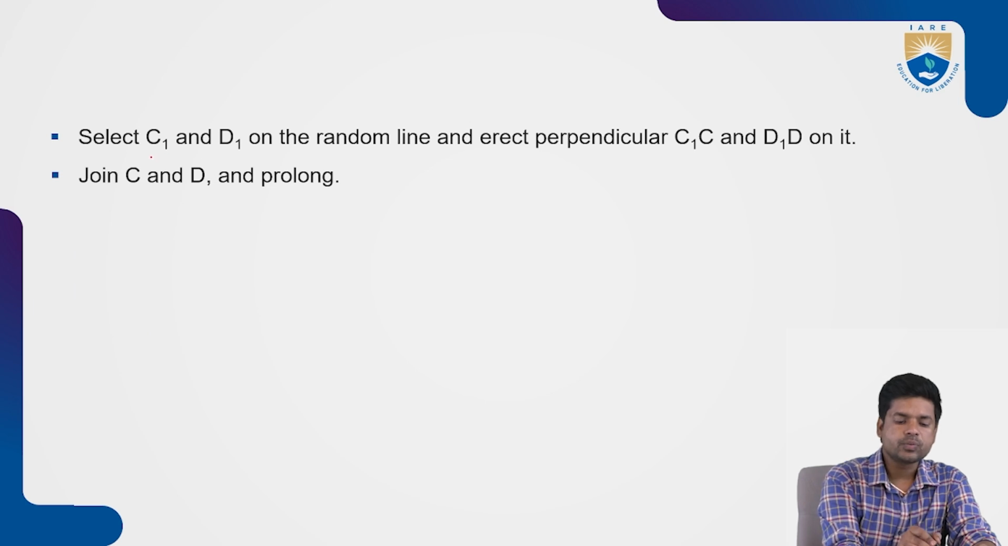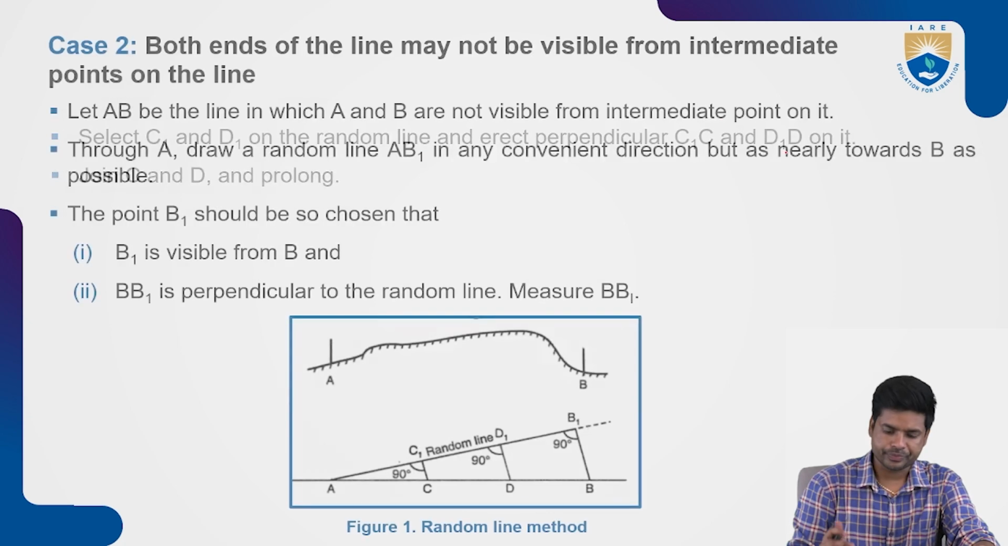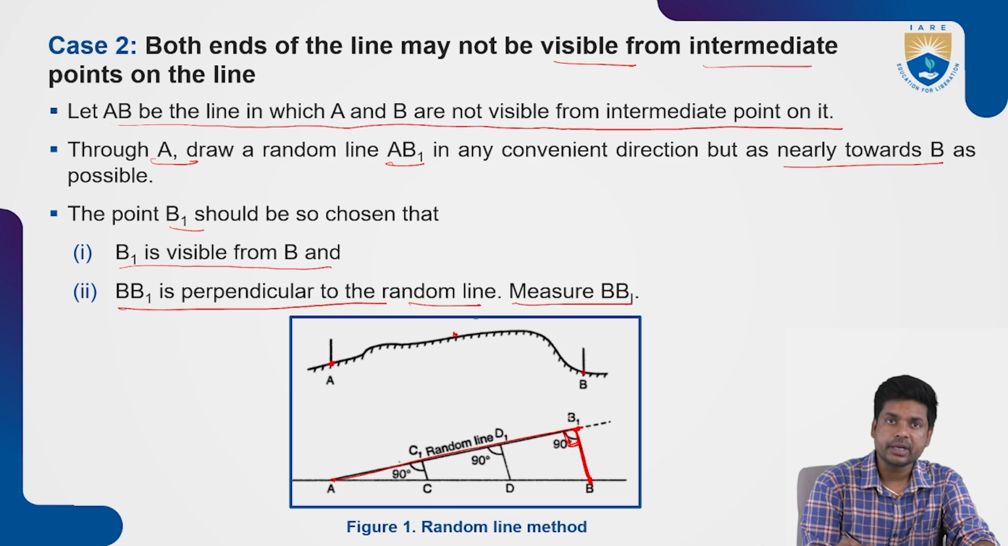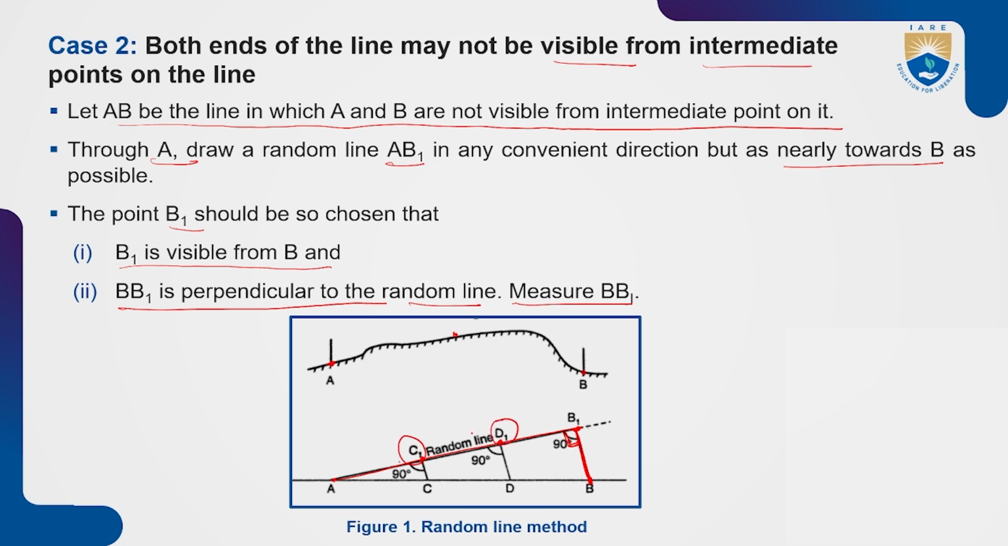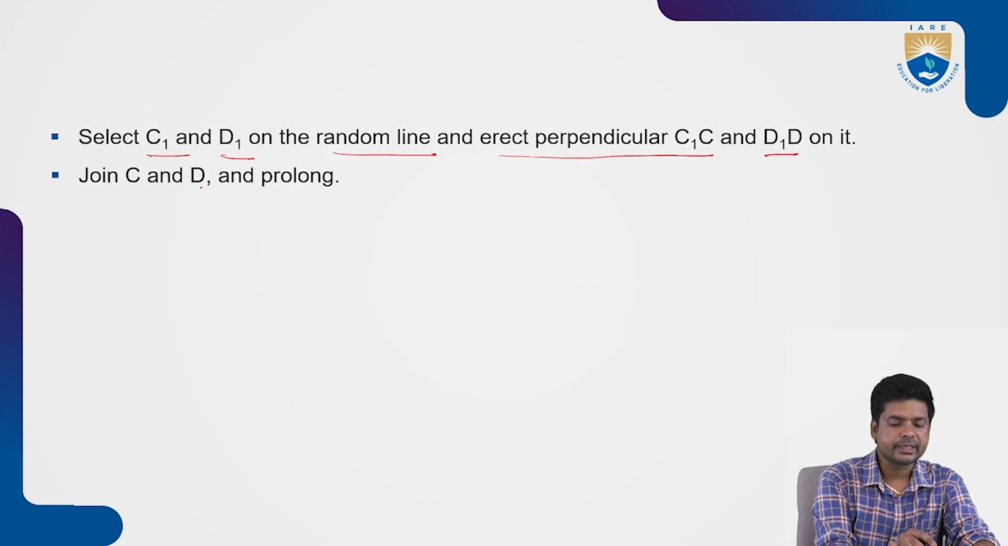Next, select C1 and D1 on the random line and erect perpendiculars C1C and D1D. On this AB1 random line, you just choose point C1 and point D1. After selecting the 2 points on the random line, draw perpendicular lines from C1 as well as from D1. This is one line and this is one line, and the angle between the random line and these lines should be 90 degrees. After determining the points, join C and D and prolong it.